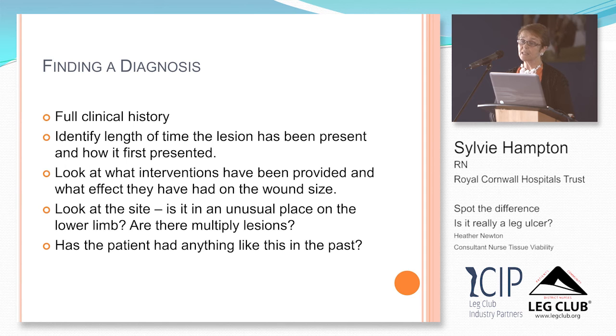Look at the site. Is it an unusual place on the lower limb? Are there multiple lesions like there are in that lady? Has the patient had anything like this in the past? Another thing you look for in a wound is rolled edges, cauliflower type edges to a wound, or the wound itself looking like cauliflower. Quite often that is cancerous. So a wound that's been there for a long, long time can turn cancerous anyway, so we have to be really careful because we're not going to heal that very easily.